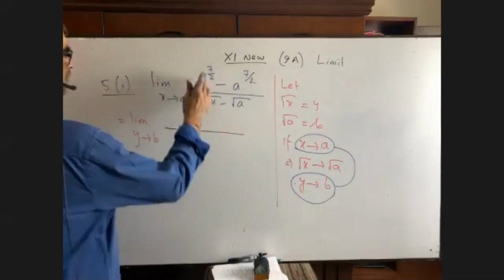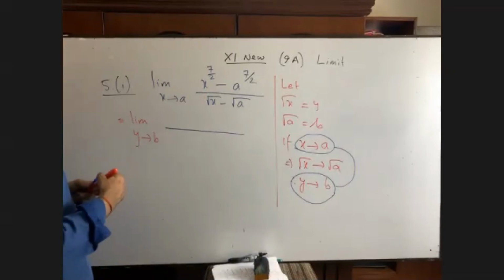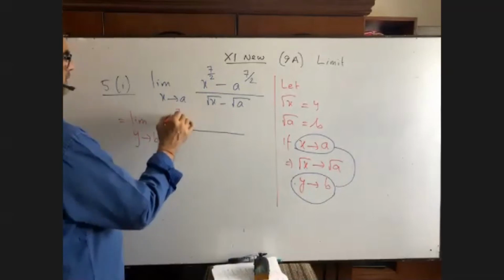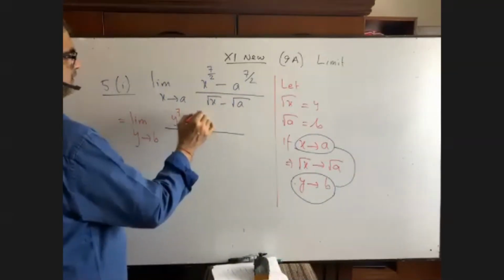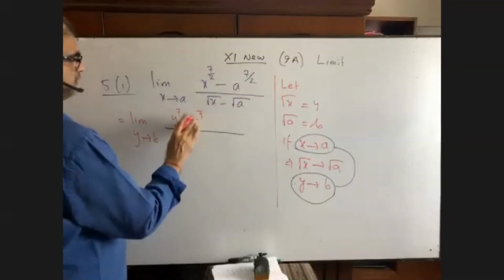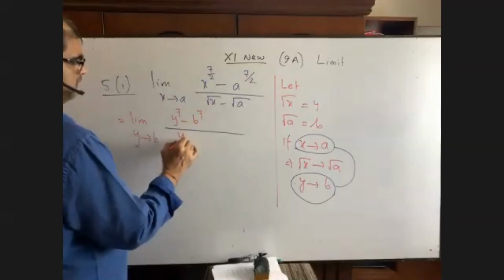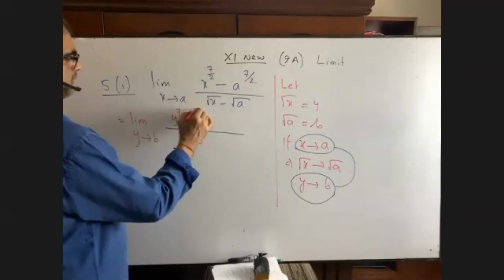This implies that, can you please let me know what is the numerator? X to the power 7, sorry, a to the power 7 minus b to the power 7. Can I write y to the power 7 minus b to the power 7? Can you write y minus b? Please try to understand what I have written.